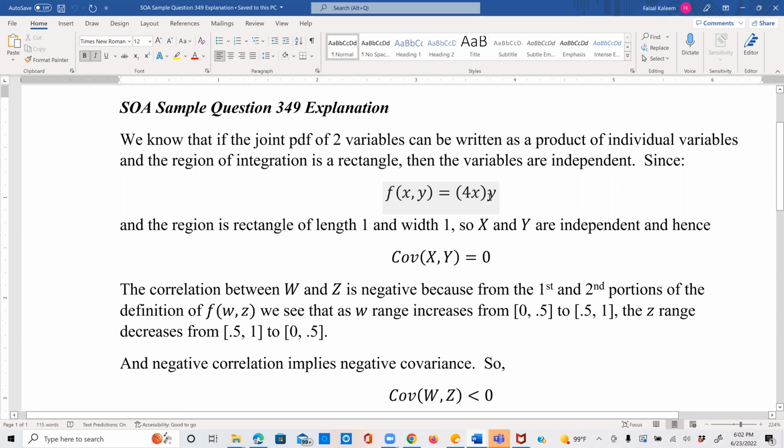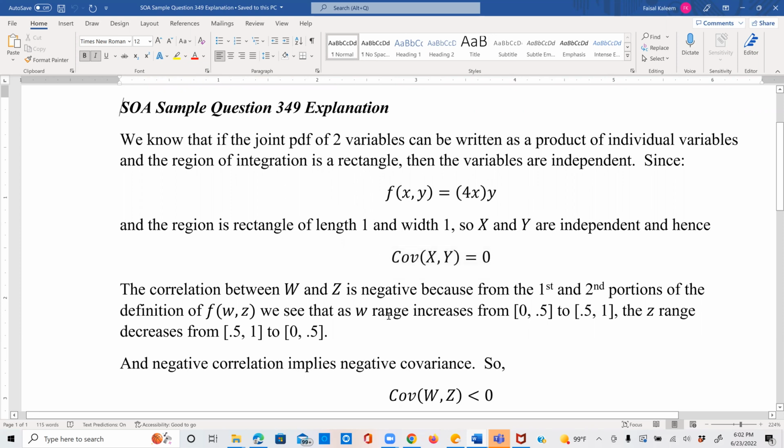And the region of integration is a rectangle because x goes from 0 to 1, and y goes from 0 to 1, so that's a square, or a rectangle where length and width are 1. So both the conditions that we just mentioned are met, and therefore X and Y are independent, and that means the covariance is 0, because the covariance of independent variables is 0.